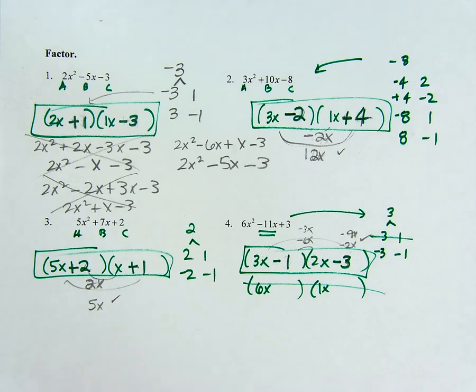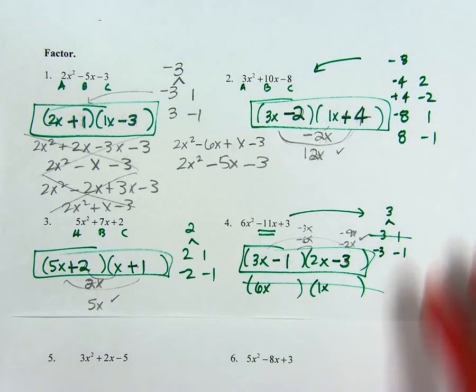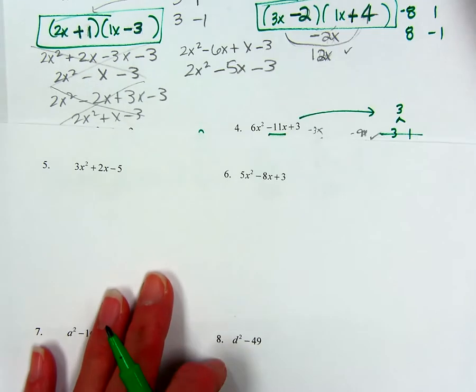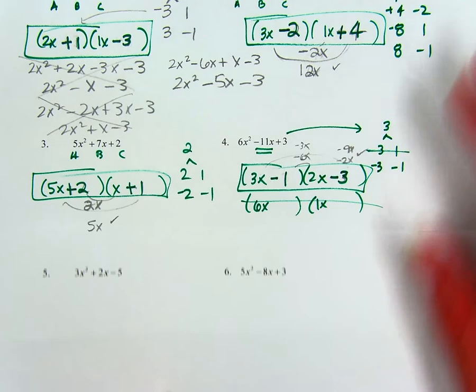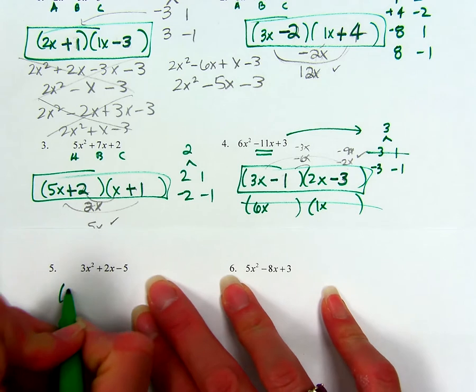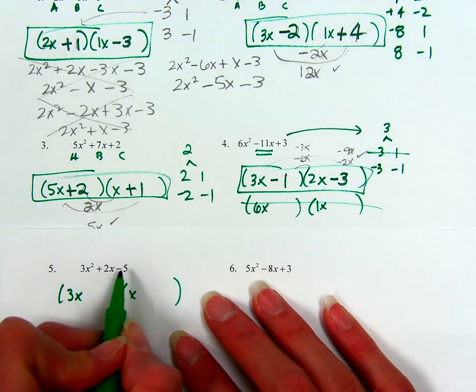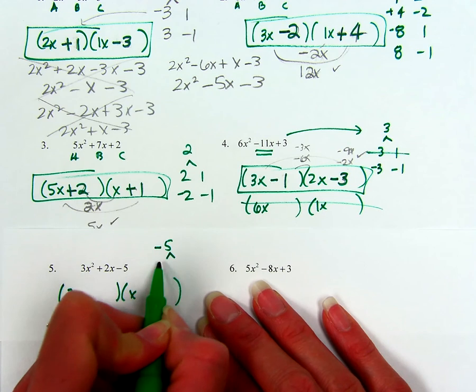All right, so when you're ready, flip to the back. So these have the same thing. We've got trinomials. What multiplies to 3x squared is 3x and x, and we're going to try what multiplies to negative 5.